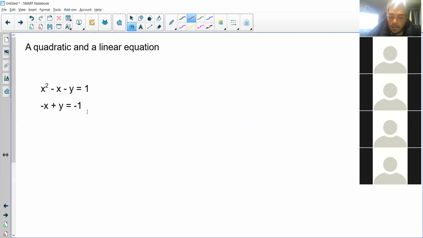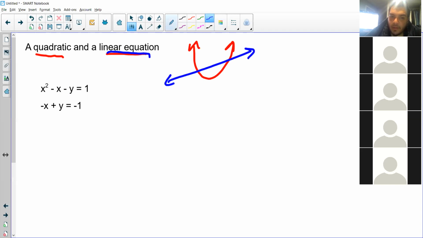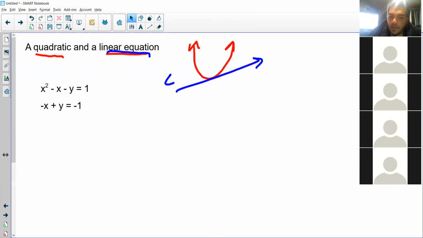Okay. So a quadratic and a linear equation. One of these equations is quadratic, the other one's linear. Now, just a reminder, when I have a quadratic equation, that's that parabola shape. When I have a linear equation, that's that straight line shape. Which means in these situations, with the blue straight line, you could either have 2 solutions where it crosses the parabola twice, 1 solution, where it hits at what we would call a tangent line, or 0 solutions. It doesn't hit at all.